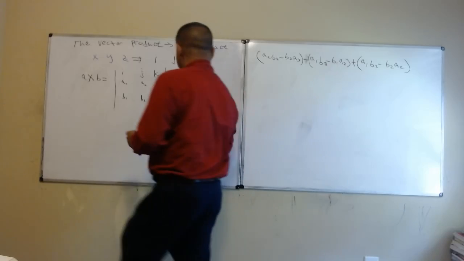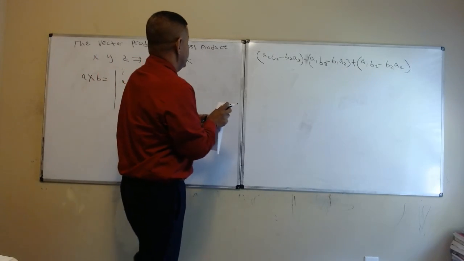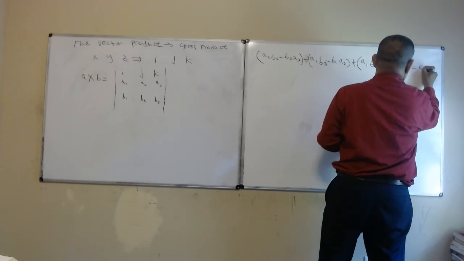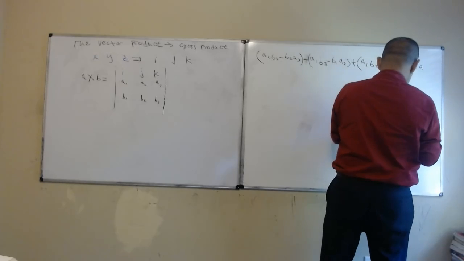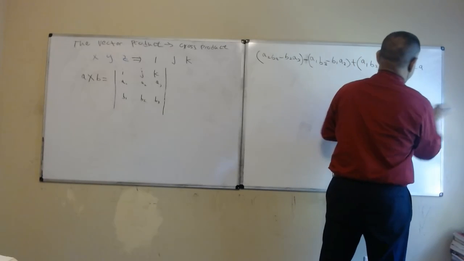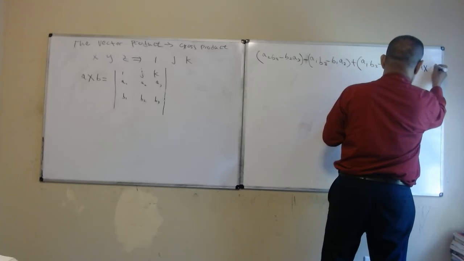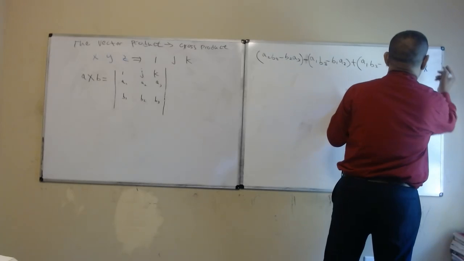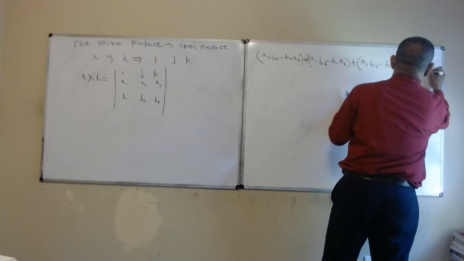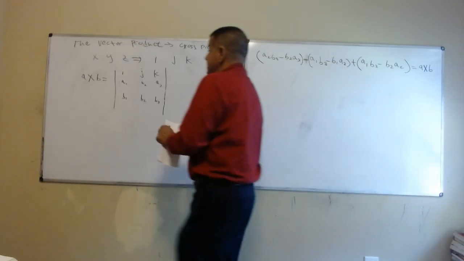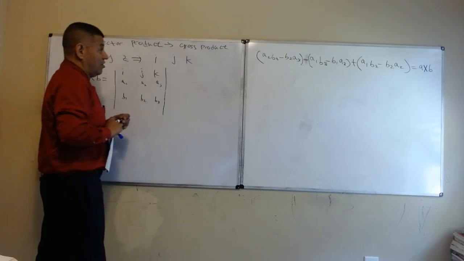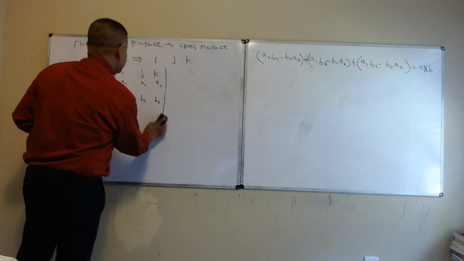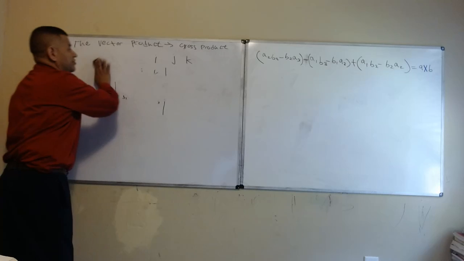Okay, so technically, this is equal to A cross B. So that is how we derive that formula. Okay, so now let's do an example.